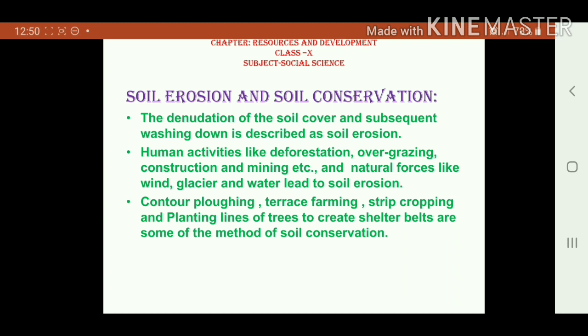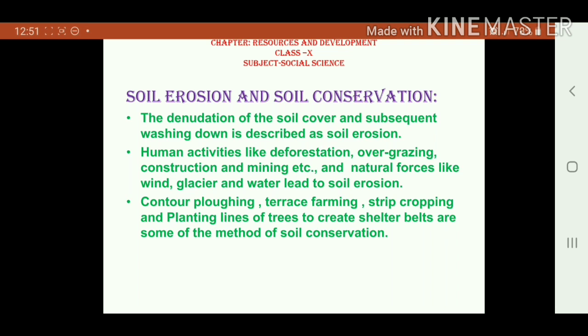So denudation of the soil cover and subsequent washing down is described as soil erosion. Soil erosion is a natural process which is balanced by the process of the formation of the soil, and that is why there is never a loss in the ecological balance, or a loss of fertility. The only problem starts due to the greedy human activities which we discussed in the beginning of the chapter, how because of over exploitation of our resources we have brought various ecological crises and imbalances, and how human activities have made a negative impact.